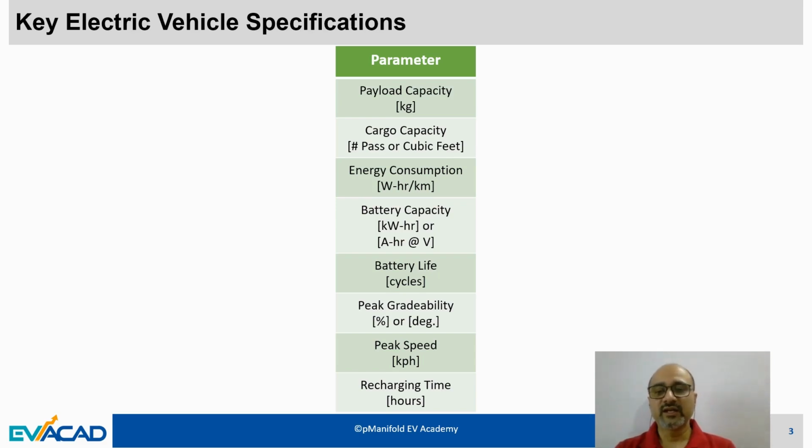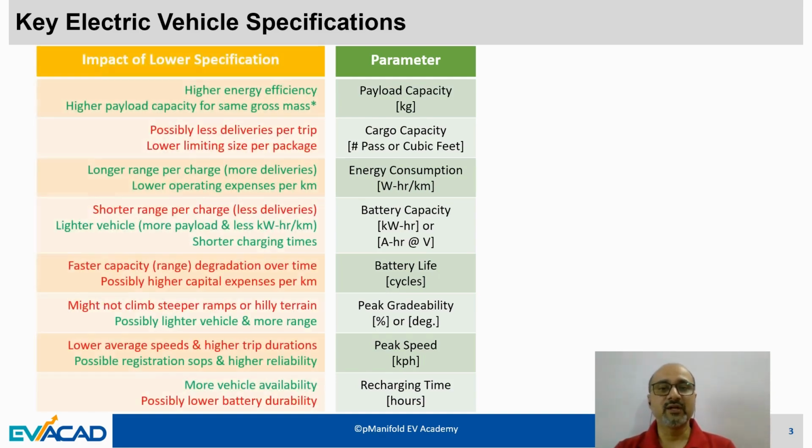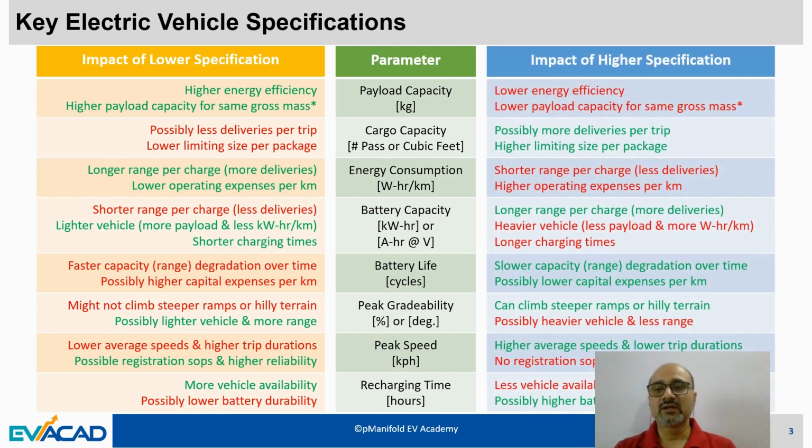Electric vehicles have certain specifications which will be common, but some of them are very specific, like recharging time. So let us look at payload capacity. If payload capacity is lower, your energy efficiency goes up. However, your load carrying capacity, which is directly linked to the productivity of the vehicle, would go down.